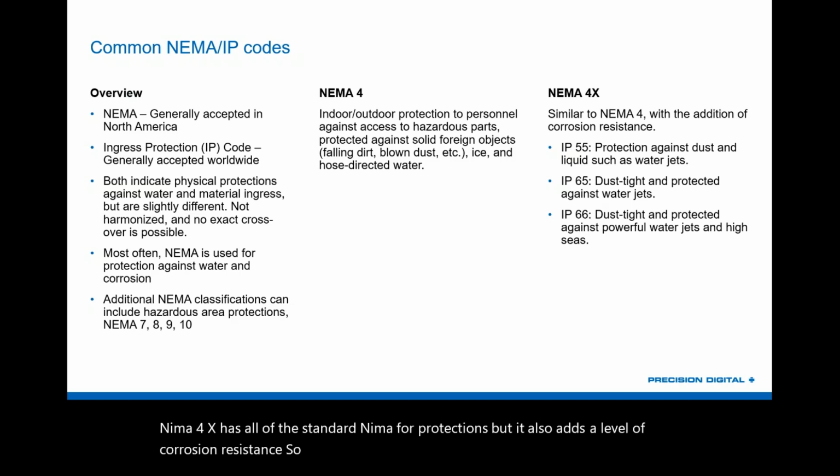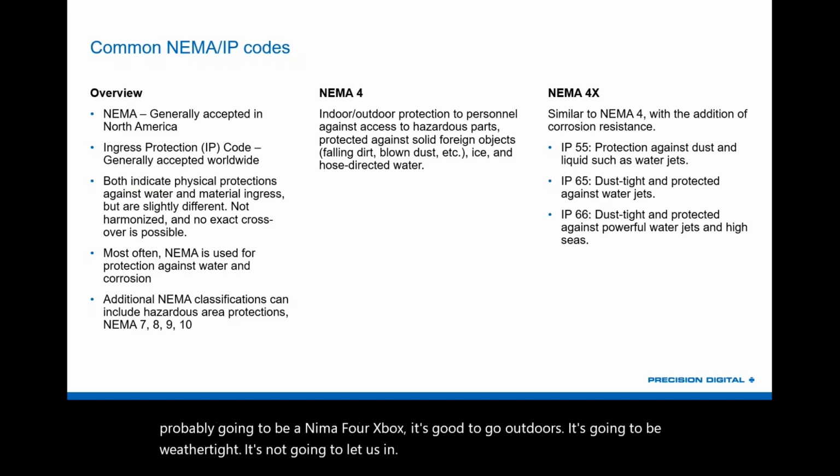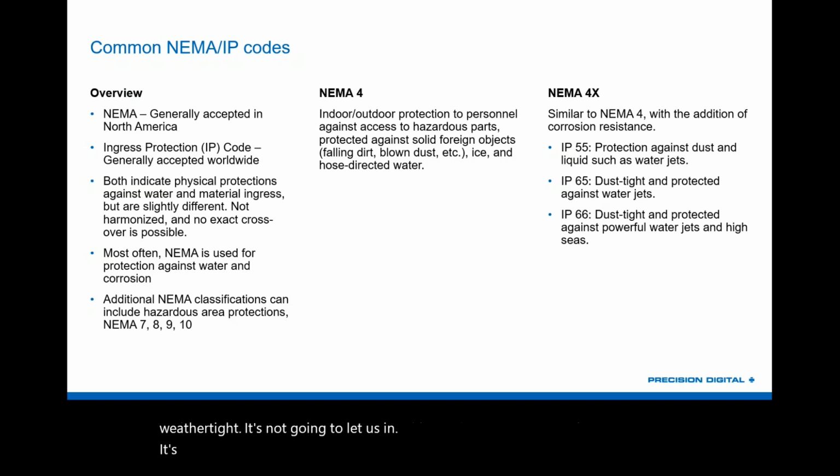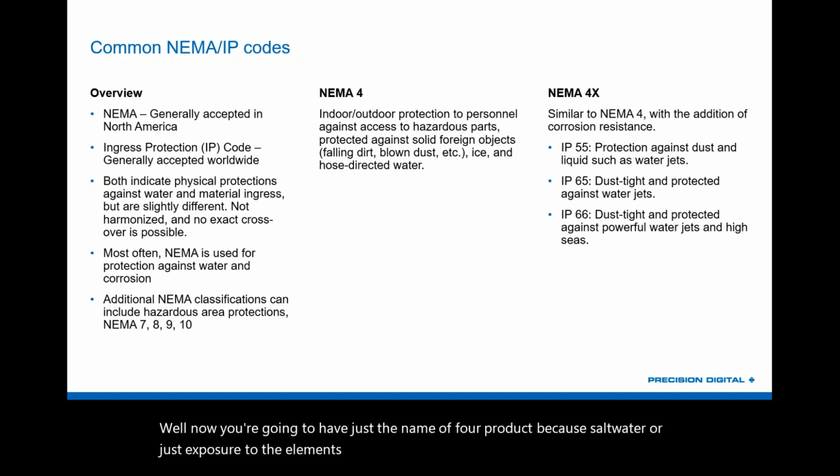So for example, if you have a plastic sealed box, that's probably going to be a NEMA 4X box. It's good to go outdoors. It's going to be weather tight. It's not going to let dust in. But it's also corrosion resistant because it's plastic. If you have a steel box that isn't painted, well, now you're going to have just a NEMA 4 product because salt water or just exposure to the elements is going to start potentially rusting off components of that. And so it's not a fully corrosion resistant product.